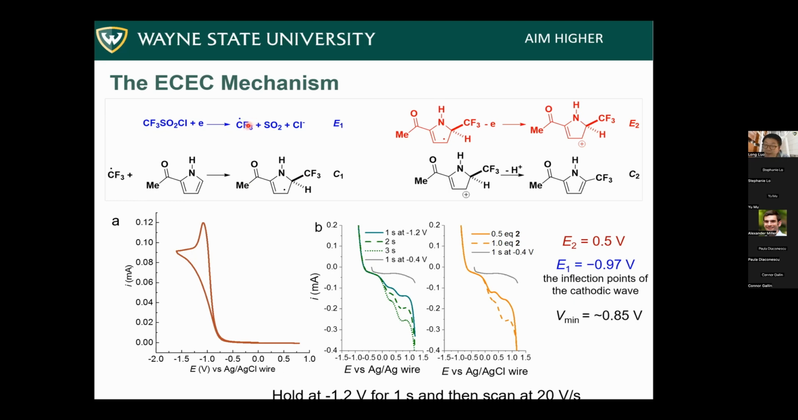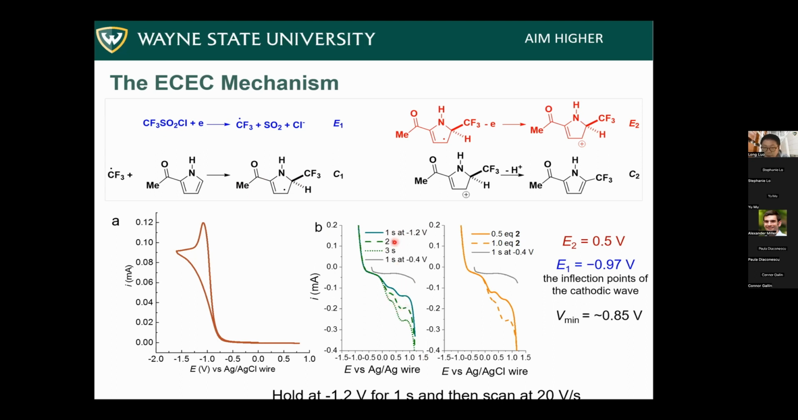CF3 radical is very reactive. It's going to react with this pyro and generate a lot of these intermediates. Once we accumulate enough of these possible intermediates, we sweep the potential really fast so that we can oxidize the intermediates being generated. Here you can see the result. If I hold the potential at minus 1.2 volts, which is enough to generate a whole bunch of CF3 radical as well as this pyro radical, and we scan it, we can see two peaks.